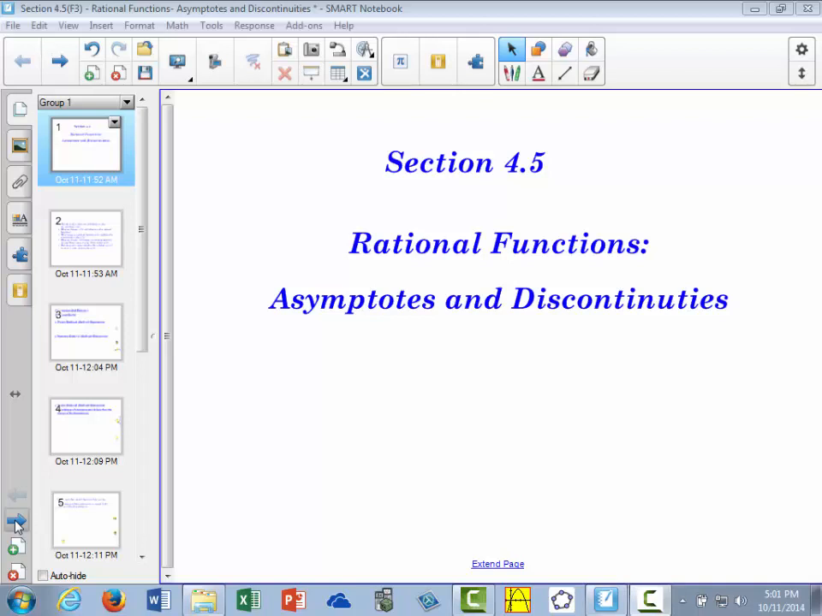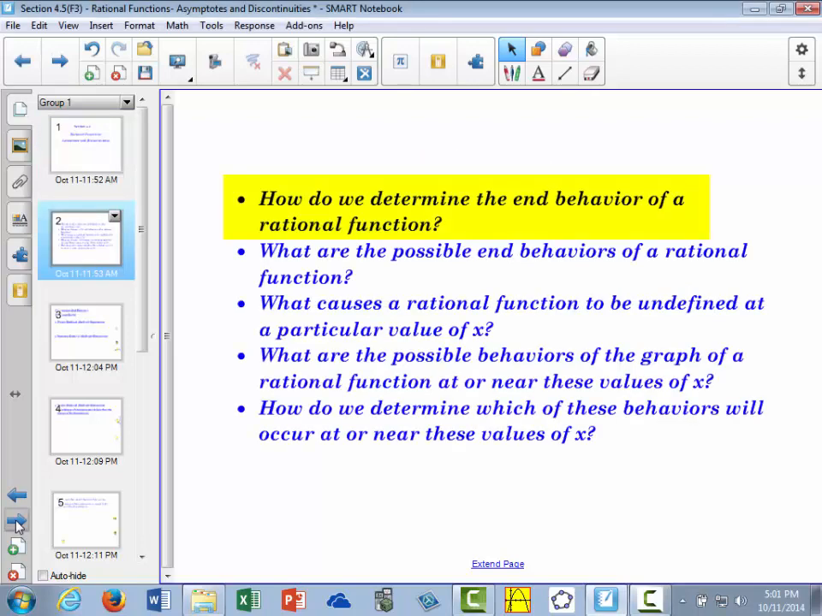Welcome to section 4.5, Rational Functions, their asymptotes and discontinuities. At the end of this section, we should be able to answer these questions. How do we determine the end behavior of a rational function? What are the possible end behaviors of a rational function?